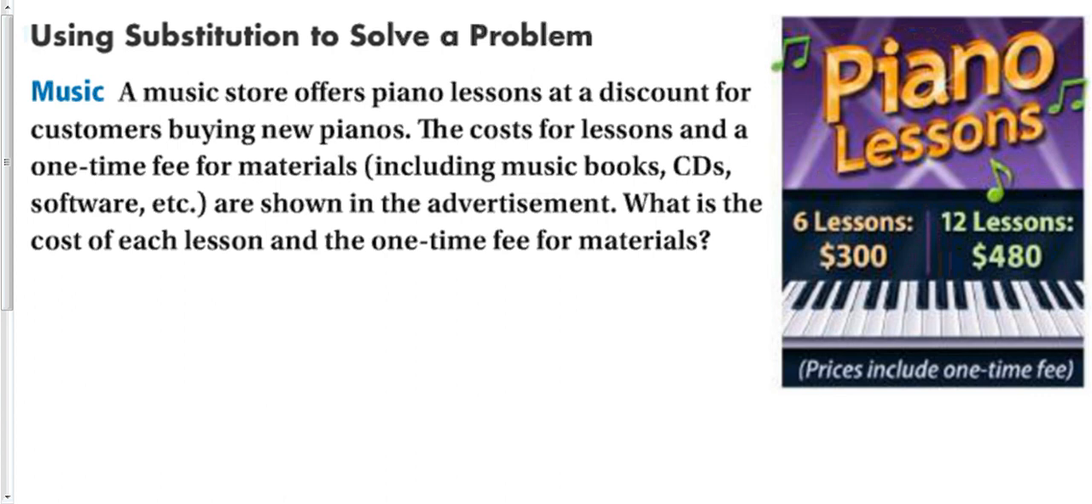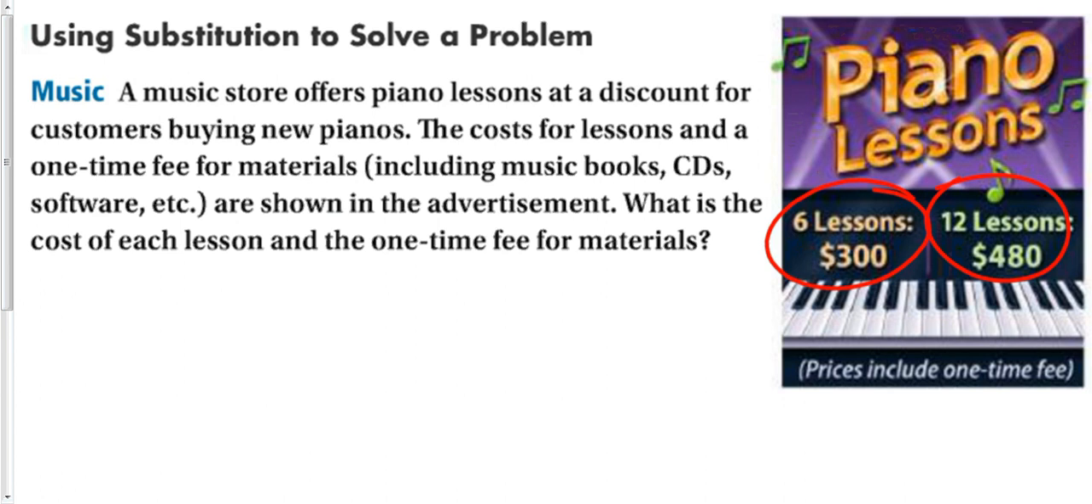Let's look at a word problem. A music store offers piano lessons at a discount for customers buying new pianos. The cost for the lessons and a one-time fee for materials, books, CDs, software, are shown in the advertisement. So here's our two data points. 6 lessons is going to be equal to 300. 12 lessons is going to equal 480.